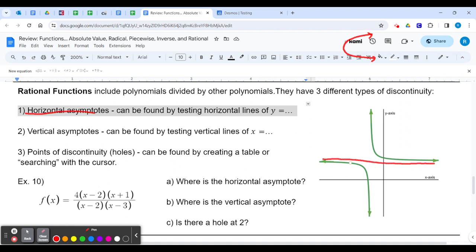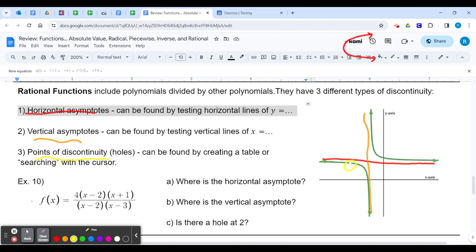That is a horizontal asymptote. Notice how the graph splits there. A vertical asymptote, I'll make in orange. And finally, a point of discontinuity or a hole. Let's signify that in yellow. That will show up there.